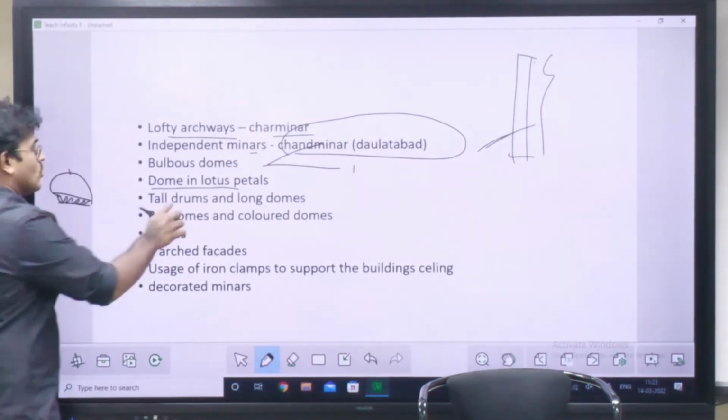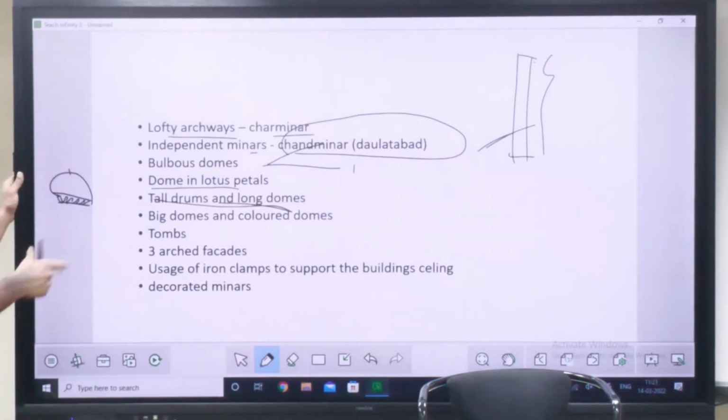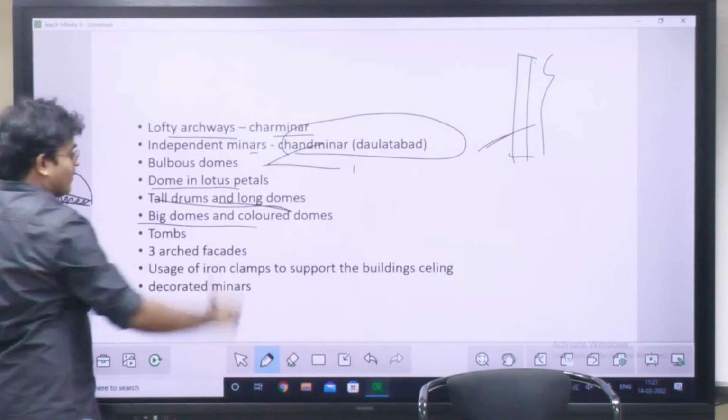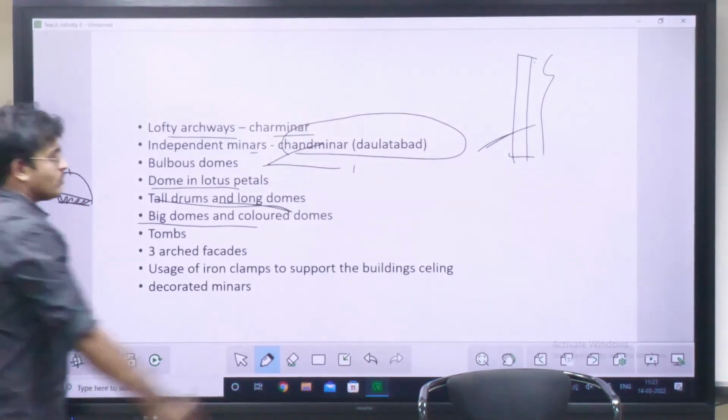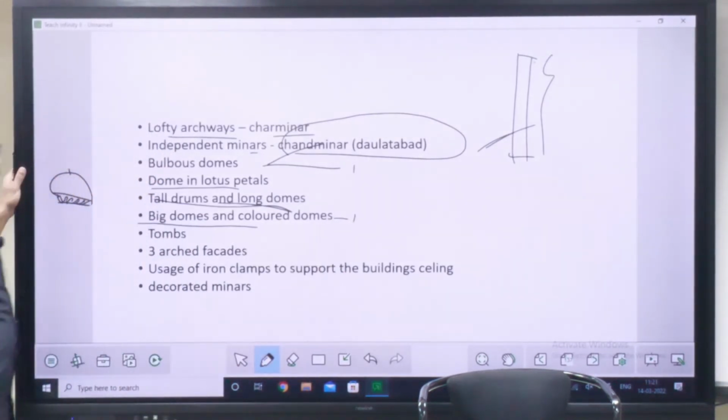Then they also used tall drums and long domes. The largest dome in India is constructed by the Bahmanis. Where is it located? Bijapur. What is the structure name? Gol Gumbad. Yes, so that is the largest dome in India. So Gol Gumbad is the big dome. You write the example of Gol Gumbad.